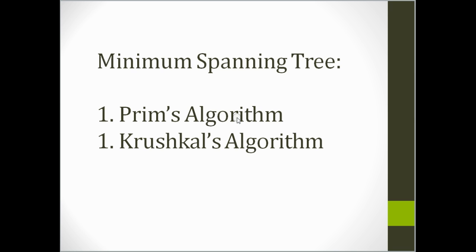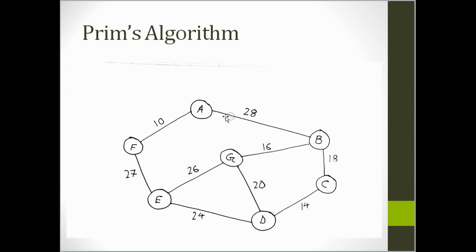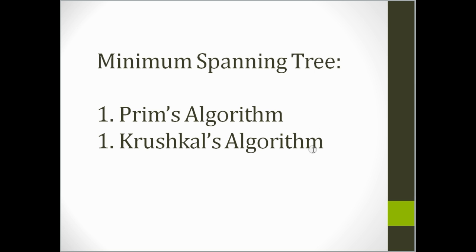We'll cover two algorithms over here, Prim's algorithm and Kruskal's algorithm. So first, some minimum spanning tree. If you have a tree like this one, we'll have to find out the minimum spanning tree. That's more like a shortest distance among the paths, but not necessarily the shortest path.